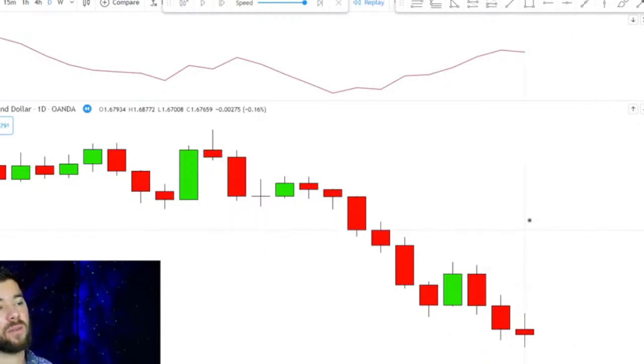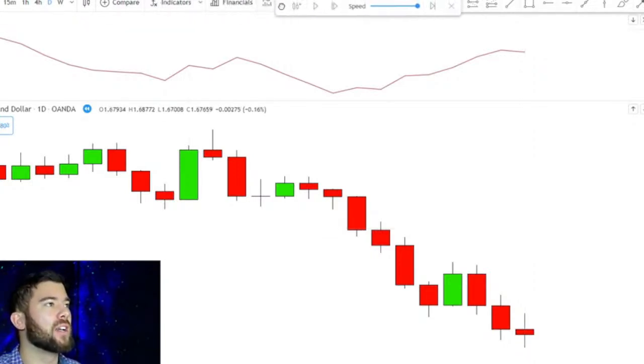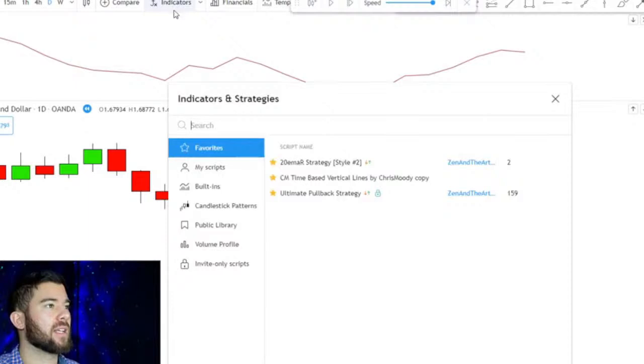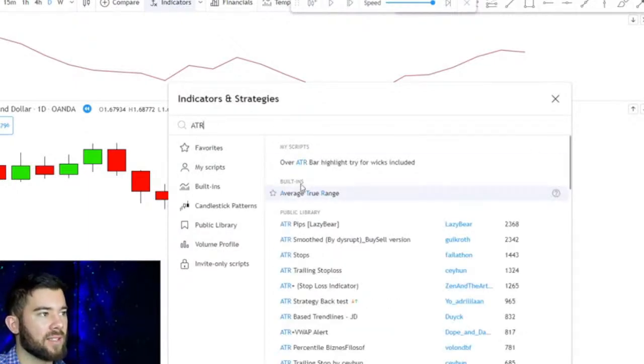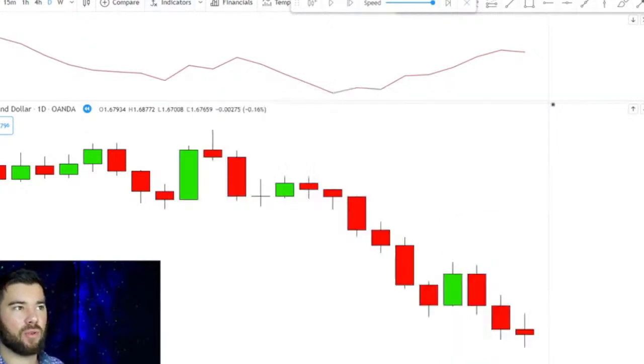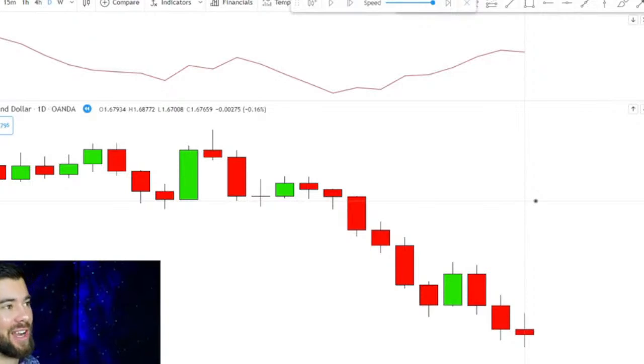Hopefully you can already see why that is so valuable. But if not, let's talk about how we use this indicator. But before we do that, let's talk about how to find it. On TradingView, it's super easy. You go up here to your indicator tab, click indicators, and you type in ATR. It is the first one that is called built-ins. Any trading platform should have an ATR indicator. If it doesn't, you probably shouldn't be trading with it.